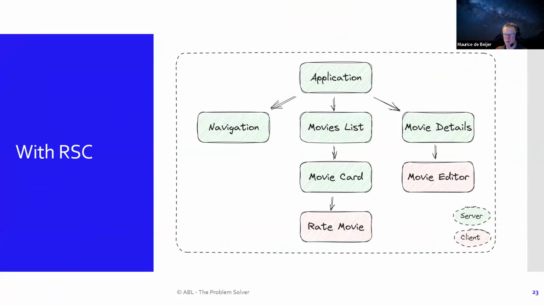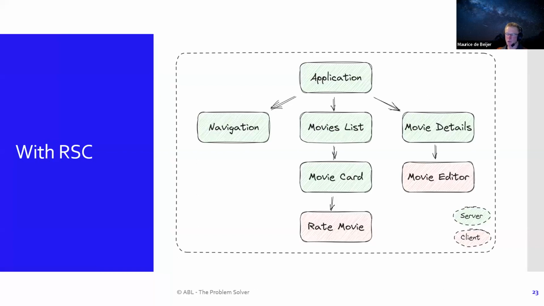With React Server components, that's kind of different. Now, the application, the movie list, the movie cards, the navigation, movie details, etc. They're server components. They render on the server, but not in the browser. In the browser, you kind of get the result of what renders there, and that turns into the browser's document object model. So the things you see in the browser window, the divs, the spans, buttons, etc.